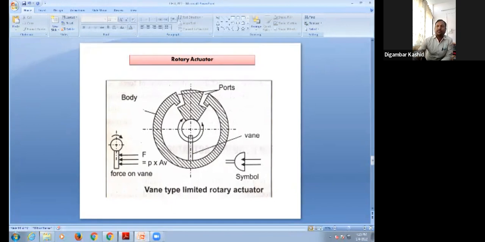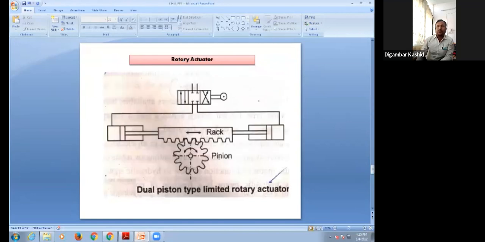So see, from these two ports, fluid is going to enter. And another one, this again is a dual piston type limited rotary actuator. Or you can call it a rack and pinion. So a linear motion is going to be converted into rotary. It is called limited rotary action.